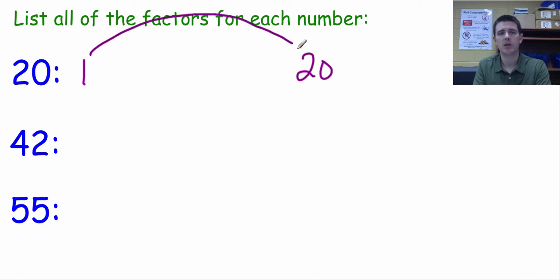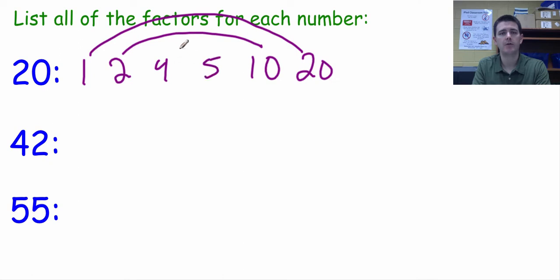Sometimes I like to draw them with little rainbows to kind of match up the pairs. I could do 2 times 10. So that's another pair. I could do 4 times 5. That's another one. I've listed all the possible combinations that I can multiply together for whole numbers that give me an answer of 20. So how about 42?